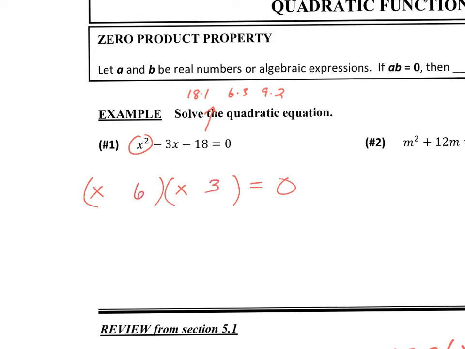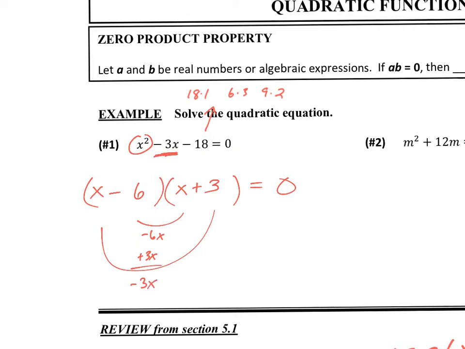So let's check. If you check the inside and outside, 6x, 3x, can that give us negative 3x? We want to do minus 6 and a positive 3. Because now we have negative 6x and a positive 3x. That adds up to negative 3x, which is what we wanted.